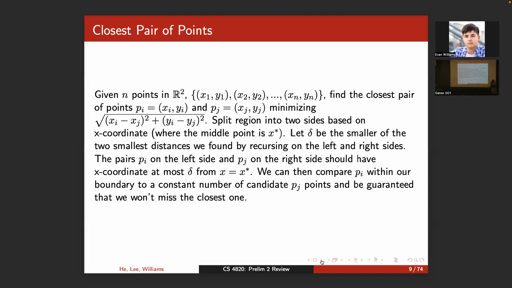Like we said, you're not going to be asked to reprove or regurgitate algorithms and results from the book or from class. I guarantee that no question on the exam will ask you in super granular detail how closest pair of points works.